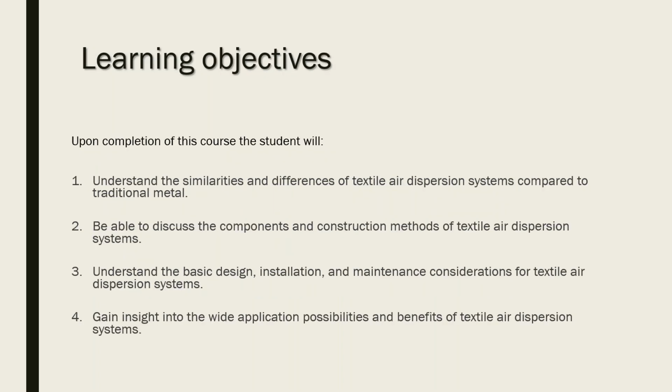The learning objectives. This is the only slide that I'm actually going to read from for you guys. Upon completion of this course, you will understand the similarities and differences of textile air dispersion systems compared to traditional metal. You'll be able to discuss the components and the construction methods of textile air dispersion systems. You'll be able to understand the basic design, installation, and maintenance considerations for textile air dispersion systems. You'll also be able to gain insight into the wide application possibilities and benefits of textile air dispersion systems across different applications.